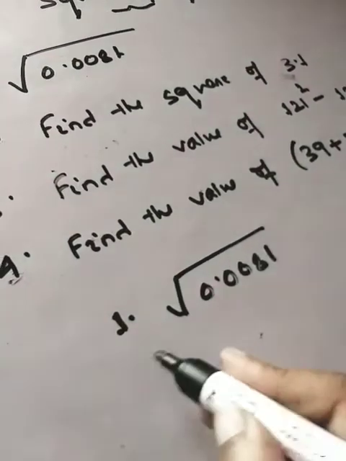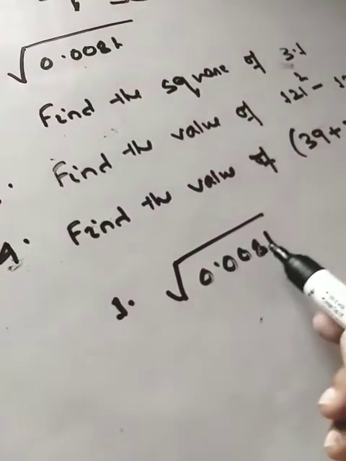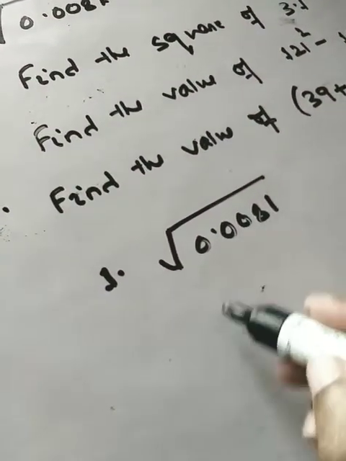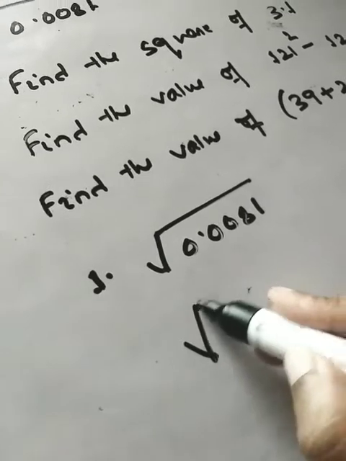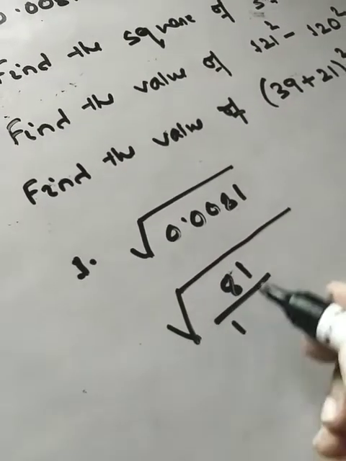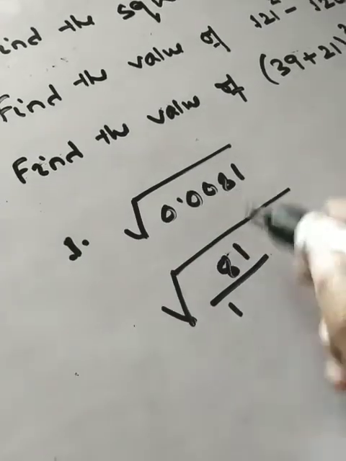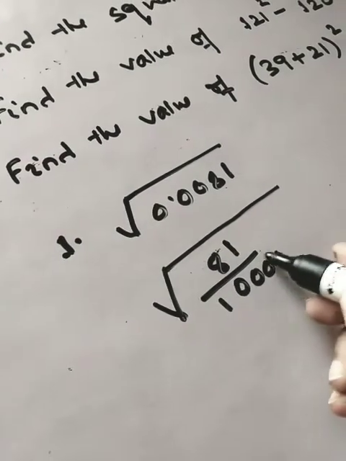In question number 1 we have 0.0081, and we need to find the square root of this. Whenever you see a number in decimal form and you have to find the square root, the first step is to convert it into fractional form. After the decimal point, how many digits are there? 1, 2, 3, 4. So you will put 4 zeros.